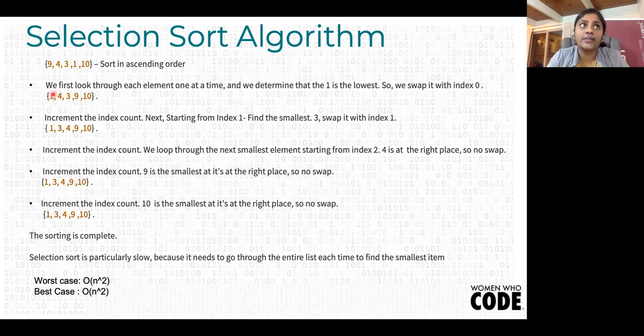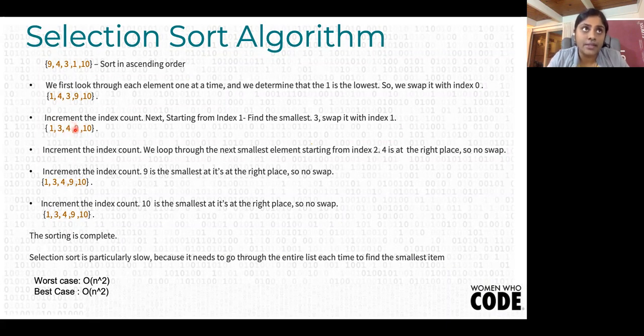Now increment the index count from 0 to 1. And starting at index 1, what is the smallest element? It's 3. So now we swap 3 with index 1. So the array becomes 1, 3, 4, 9, 10. Now increment the index count and see what is the smallest element starting from index 2. 4 is already at the right position. There are no smaller elements after that. So 4 is at the right position.